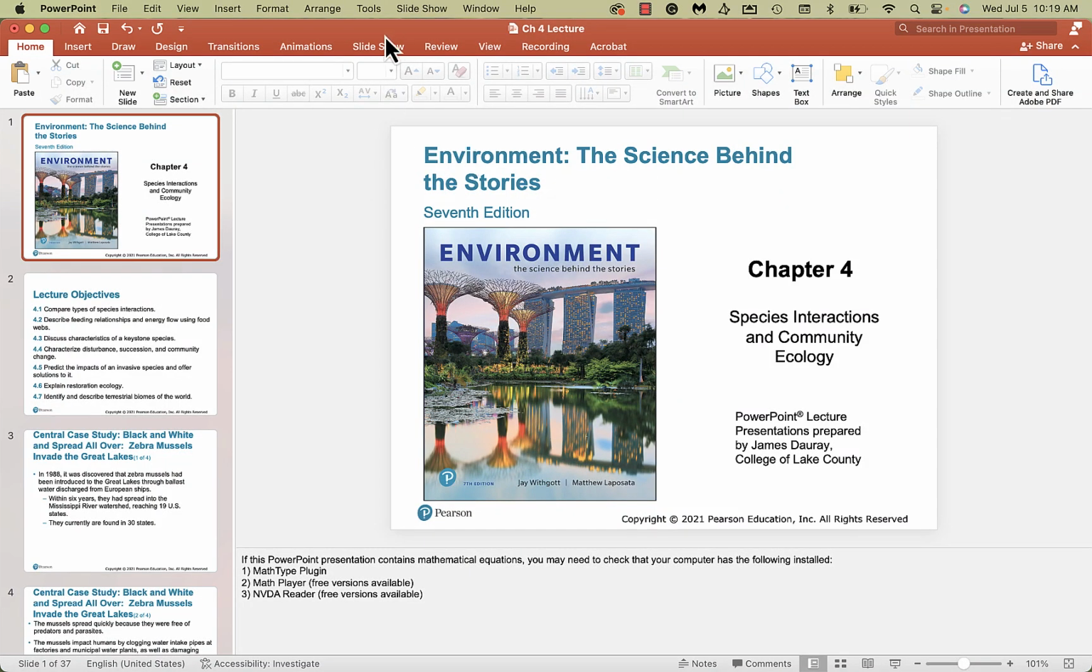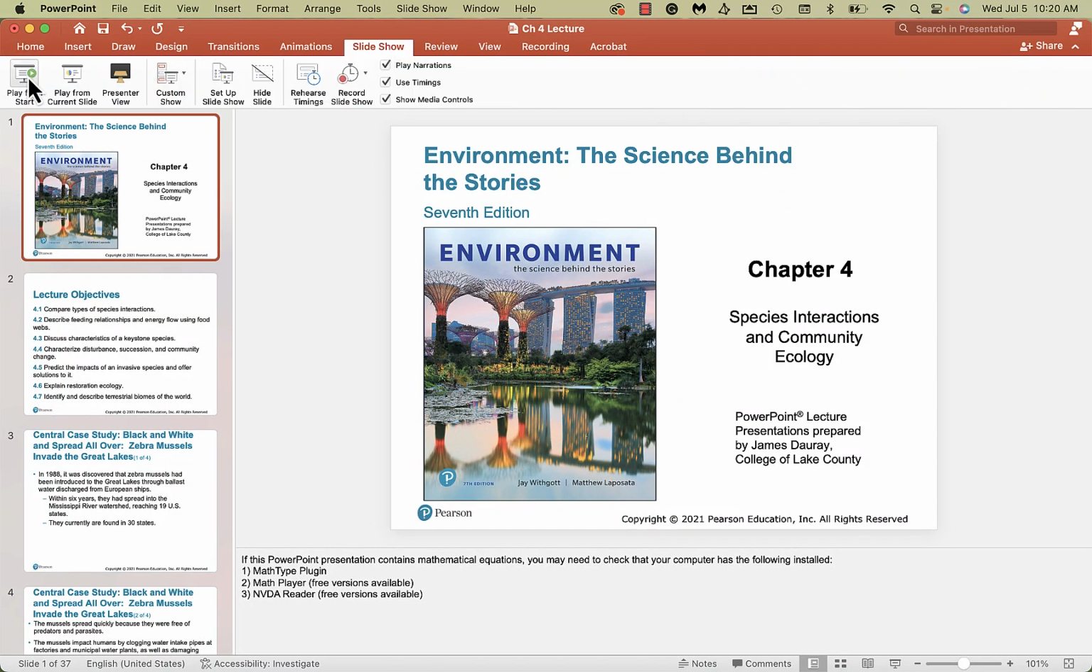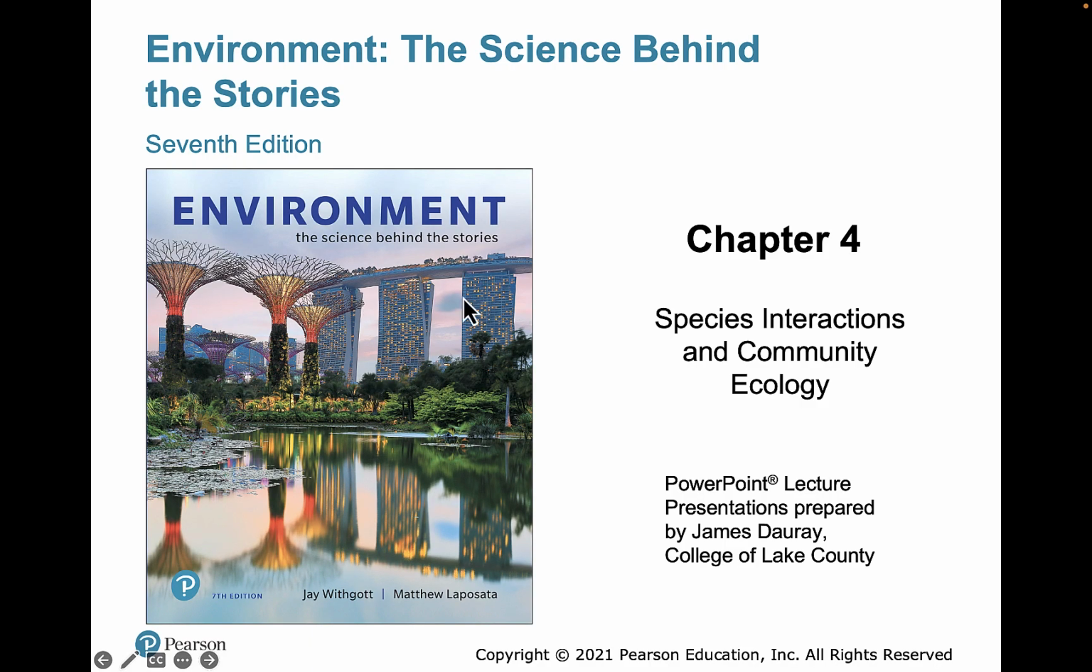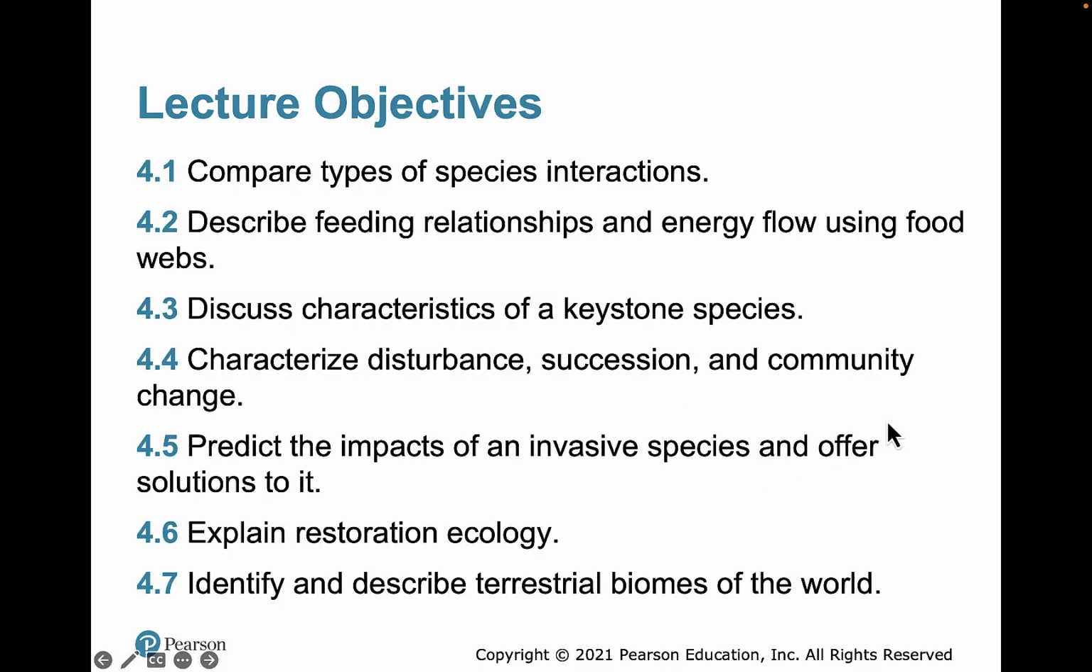So today we are going to take a look at chapter 4, which is another part of biology that you learned as a freshman, and we're going to look at species, interactions, and community ecology. So these are the kinds of things we're going to talk about. The idea of a keystone species, feeding relationships, and energy flow with food webs. We're going to really talk about invasive species and look at some terrestrial biomes. Actually, the terrestrial biomes are going to be a separate section for you guys, so we won't get to that.